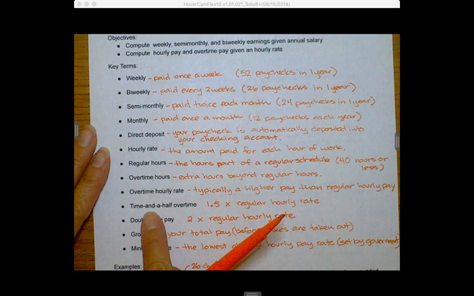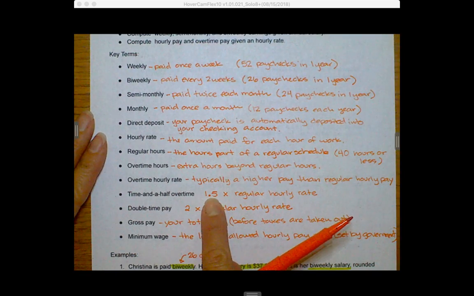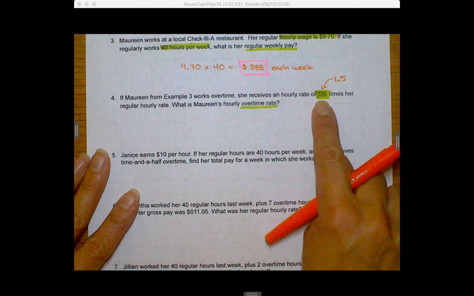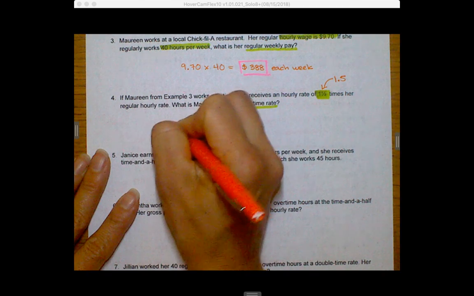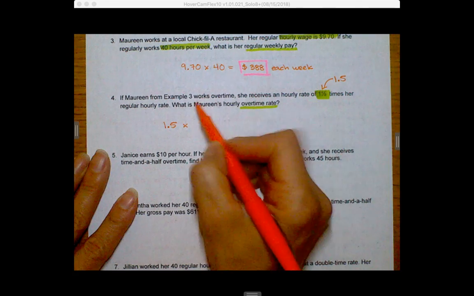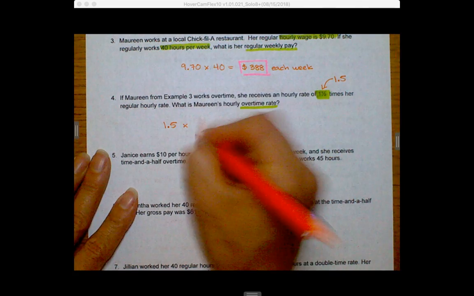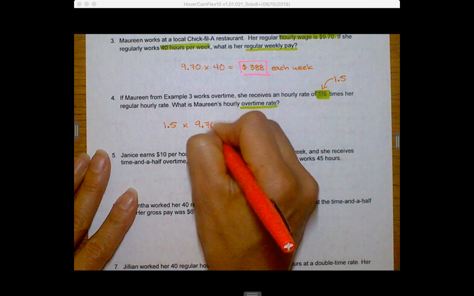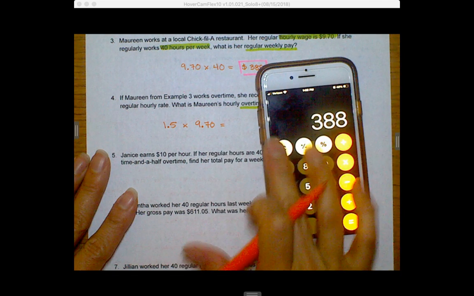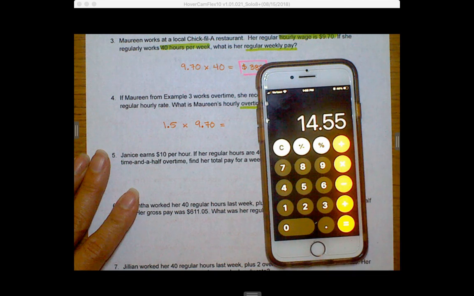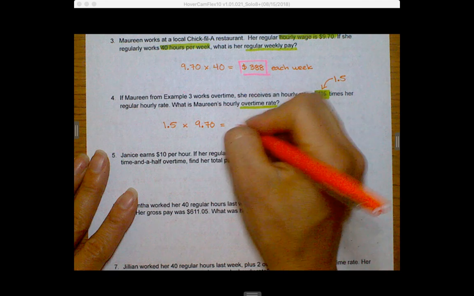So it's asking what is her overtime rate? So remember from this side, we said to find our overtime rate, we're going to take her time and a half and multiply it by the regular hourly. Okay, so since she's making this time and a half, I'm going to do 1.5 times her regular hourly, which was in the previous problem up above, right? So her regular hourly was $9.70. And so we're going to see what she makes for her hourly rate. So 1.5 times $9.70 is $14.55 per hour.